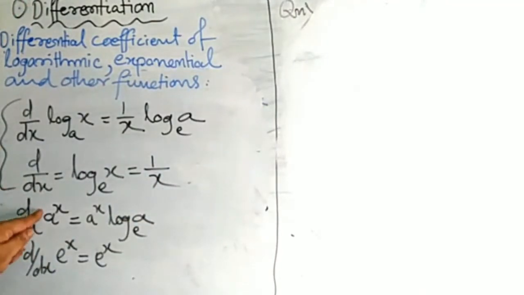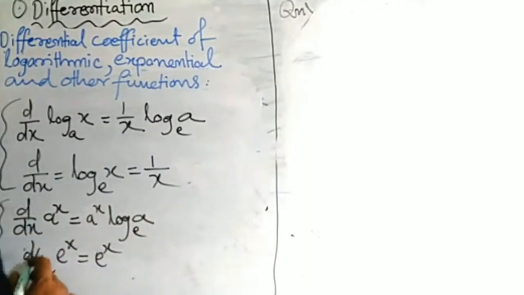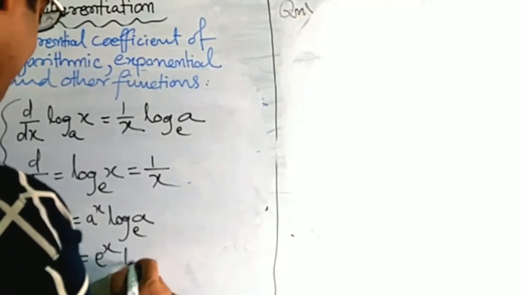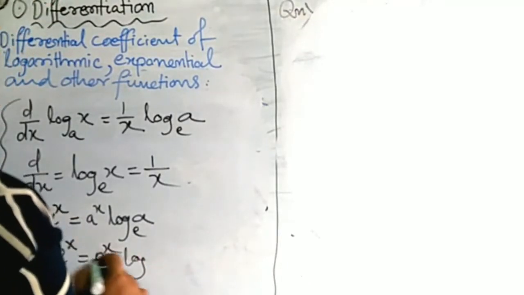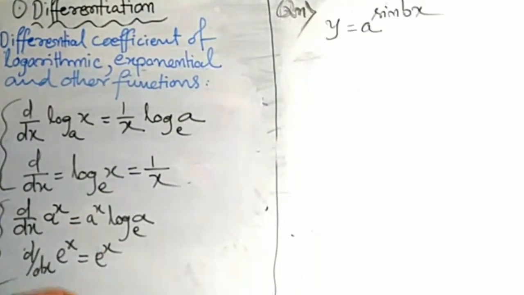Now d by dx of a to the power x is a to the power x log a base e, and d by dx of e to the power x is equal to e to the power x. Again these two are of the same formula only. See, d by dx of a to the power x is a to the power x log a base e. So here d by dx of e to the power x will be how much? e to the power x log e base e, so this will be again 1. That's why differentiation of e to the power x with respect to x is e to the power x only.